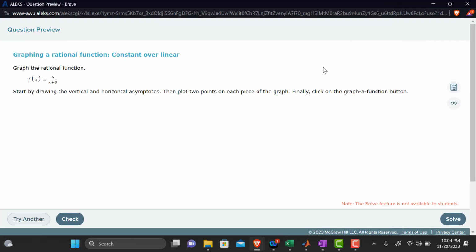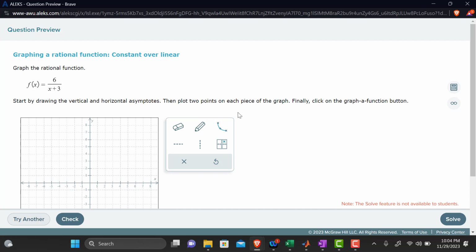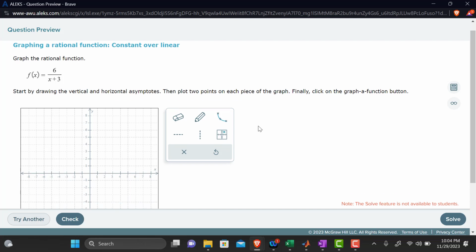It says graphing a rational over a constant function. Okay, I'm going to leave these 2 for you guys. The reason being is this just comes down to plugging in points and drawing the vertical and horizontal asymptotes. So very similar. You can graph the vertical asymptote, which is at -3. In this case, the horizontal asymptote here, because the degree in the numerator is less than the degree of the denominator, we have this. So there's our asymptotes.